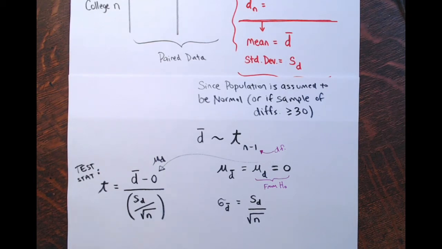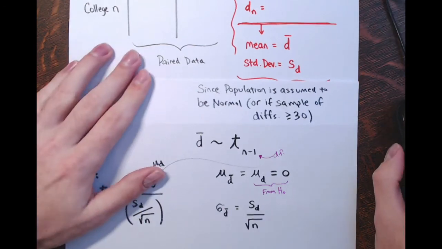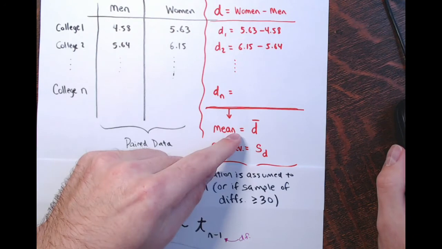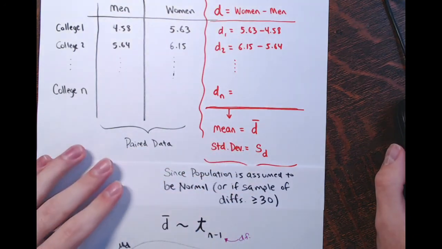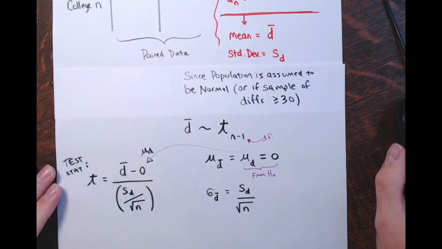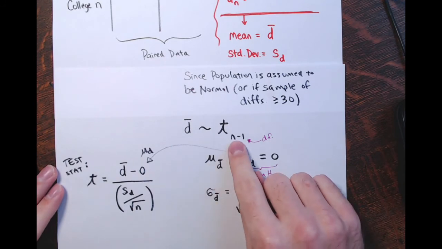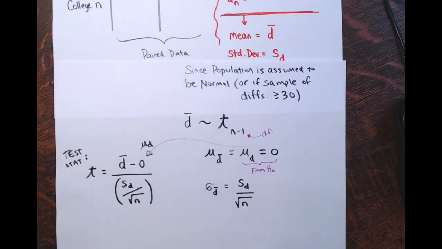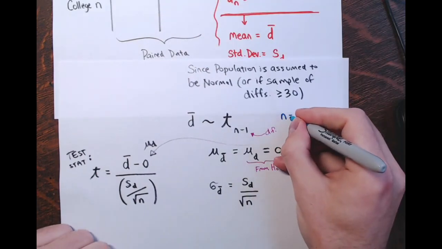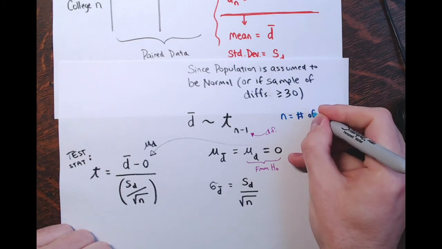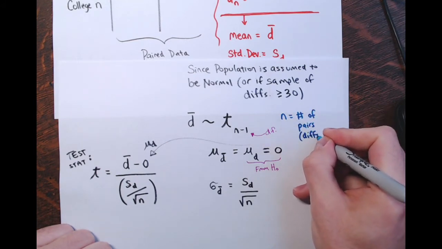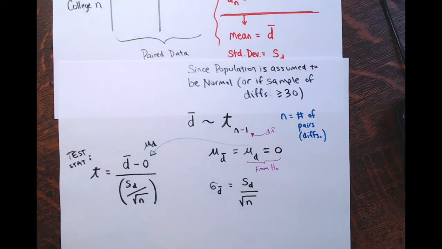Okay, so for this problem, I need to find all these differences, find their average, find their standard deviation, and then we can calculate our test statistic for a t-distribution with n minus 1 degrees of freedom, where n is basically the number of differences. N equals the number of pairs of data, which is the number of differences in that sample of differences. All right, and I know this is a lot.